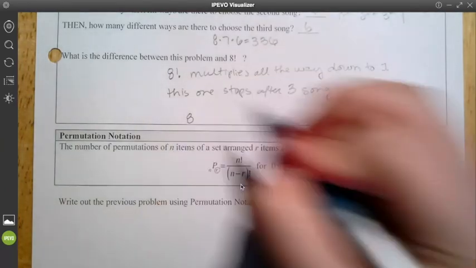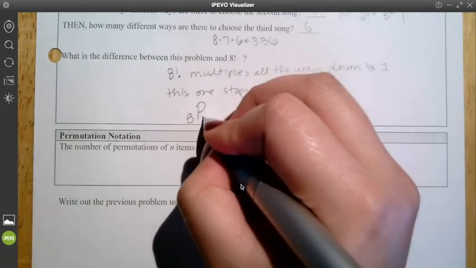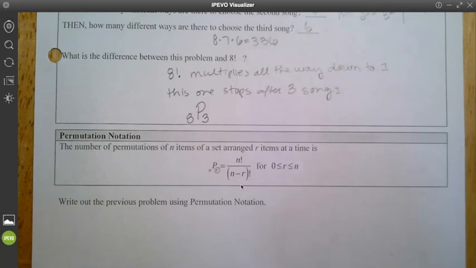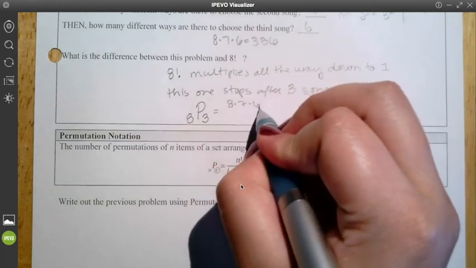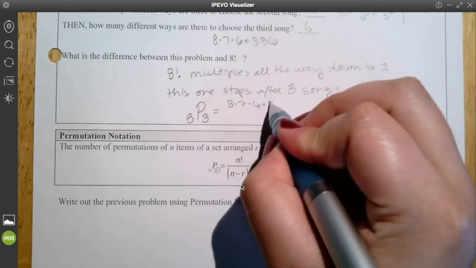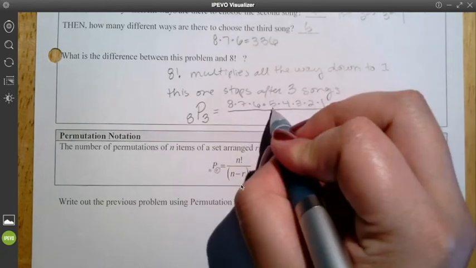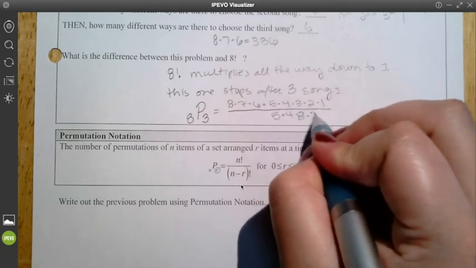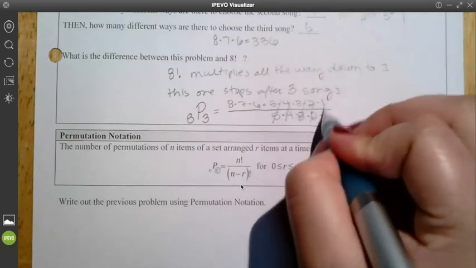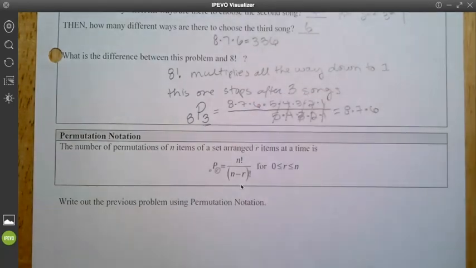So we had 8 songs, we randomized them where the order mattered, and we chose 3 songs to play. So this is 8 permute 3. What this does is it says 8 times 7 times 6, and if we look at it in terms of the factorial, times 5, 4, 3, 2, 1, but then we divide by all of the ones that we didn't use. We didn't use song 4 and on, so divided by 5, 4, 3, 2, 1, so that those cancel out. So we're left with just three numbers that we multiplied together.